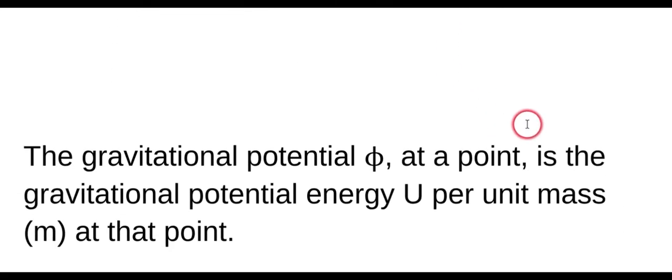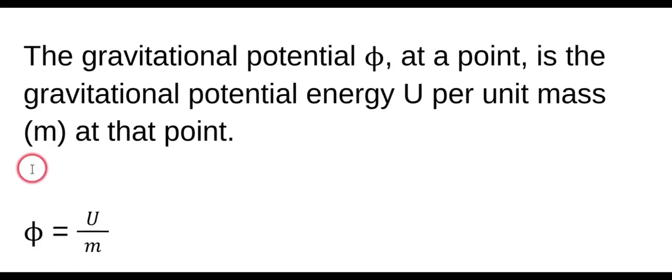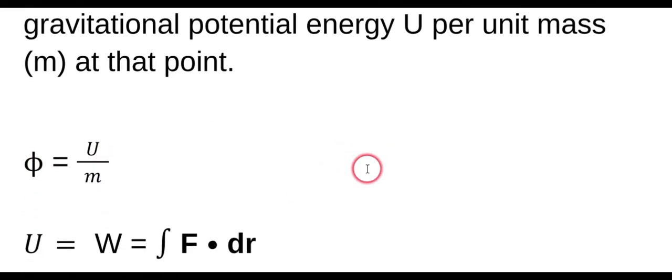Okay? So we need to understand what is the gravitational potential phi. At a point, it is the gravitational potential energy, U, per unit mass at that point. Okay? So we're moving a unit mass in a gravitational potential, right? So you can express it as phi equals U over m. So basically, we're doing work, right? We're moving a unit mass in a potential.